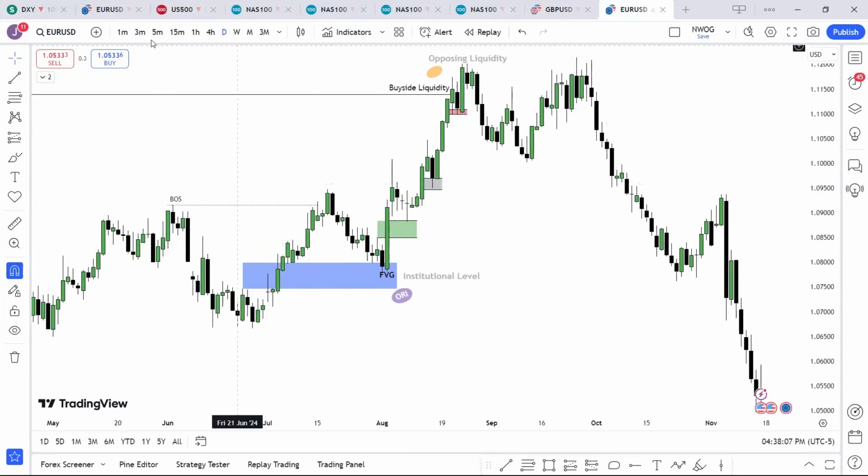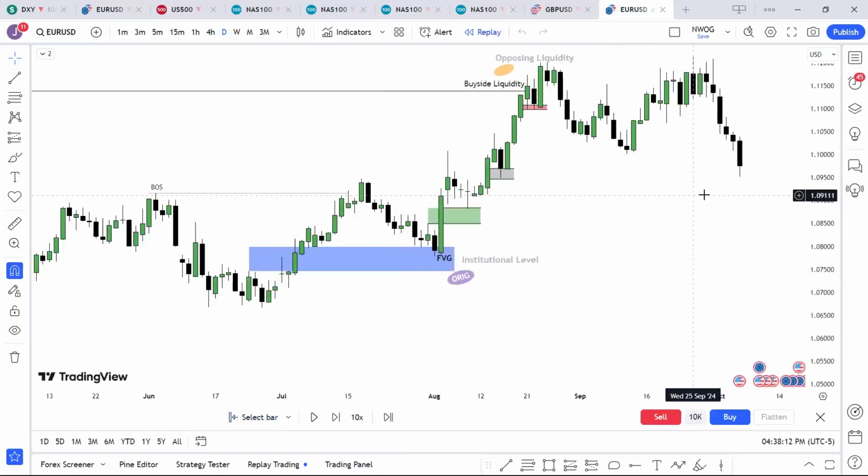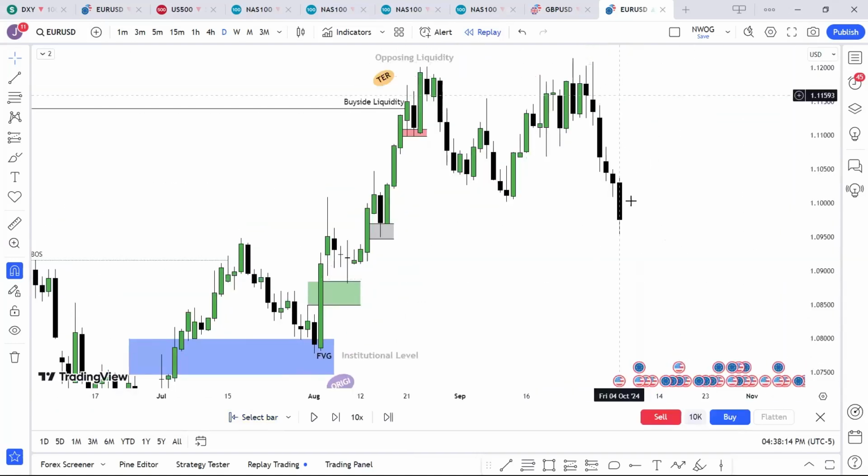Now, we are at this point. So let me do the replay button here. So this is what we are seeing currently. What do we think will be the bias of the next day? Looking at this, I'm expecting the bias to be likely bullish, or I might want to wait to see what the next day will print.